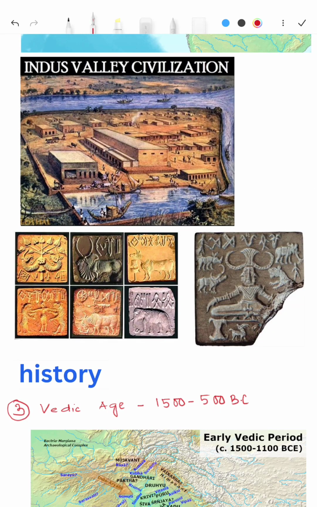This is the Indus Valley Civilization seal. One of the primary purposes for this Indus Valley Civilization seal is to infer and mark the ownership of property. And the second use is for amulets as well.